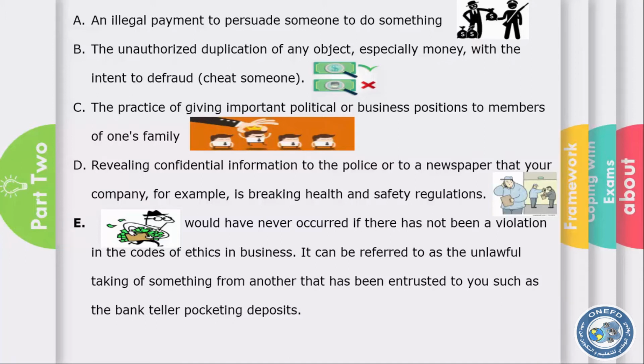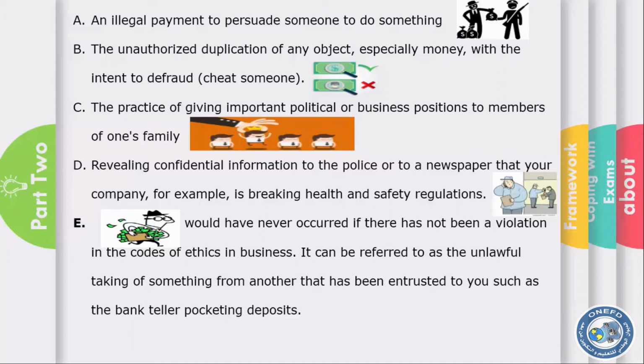So I will help you. I will read the sentences for you. Sentence A: an illegal payment to persuade someone to do something. In the picture beside it you have two men and they are giving each other something. So what word is appropriate to the picture and the definition? Think about it. It's something similar. We have already seen it.